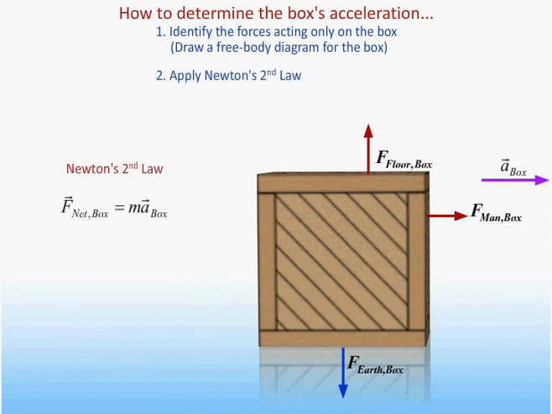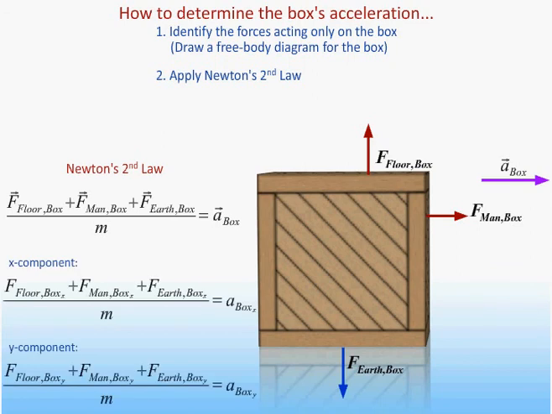Applying Newton's second law to the box, we see that the acceleration of the box will be equal to the total force on the box divided by the mass of the box. To determine the total force on the box, we will need to add, as vectors, all of the forces shown in this free body diagram for the box. Usually, in order to add these vectors, we will want to decompose the forces into appropriate components and write Newton's second law equations for each component separately.